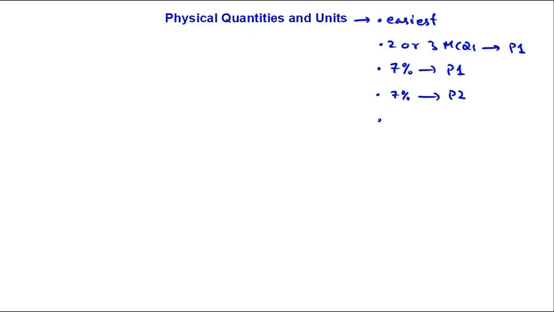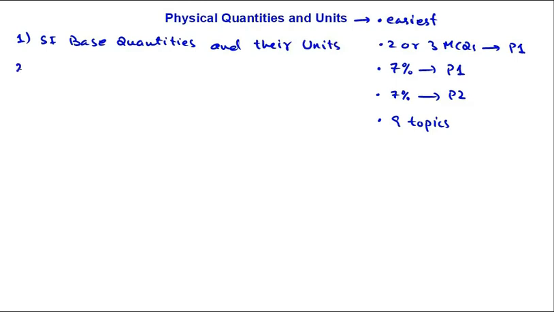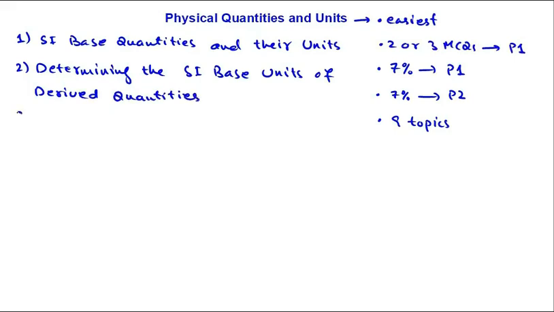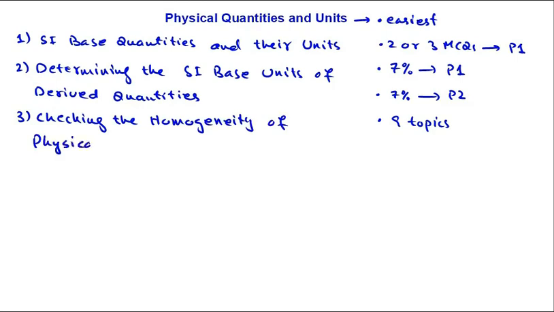Now students, altogether there are 9 topics in this chapter, and in this lesson we will learn the first 3 topics. The first topic is SI base quantities and their units. The second topic is determining the SI base units of derived quantities. And the third topic is checking the homogeneity of physical equations. Let's start with the first topic, SI base quantities and their units.